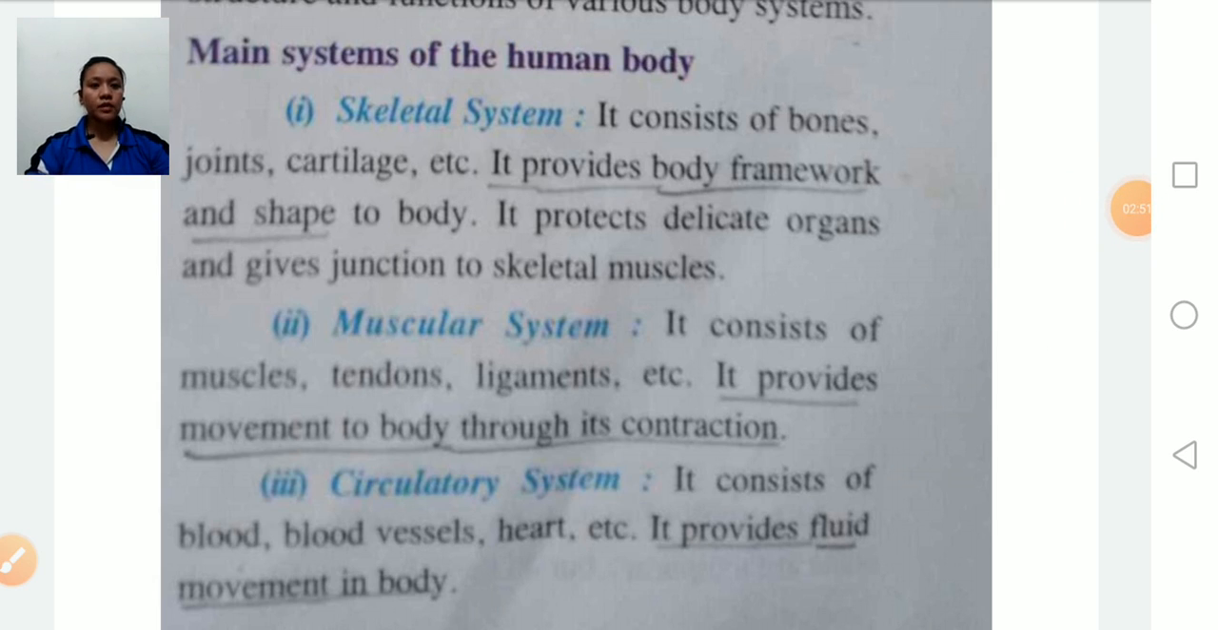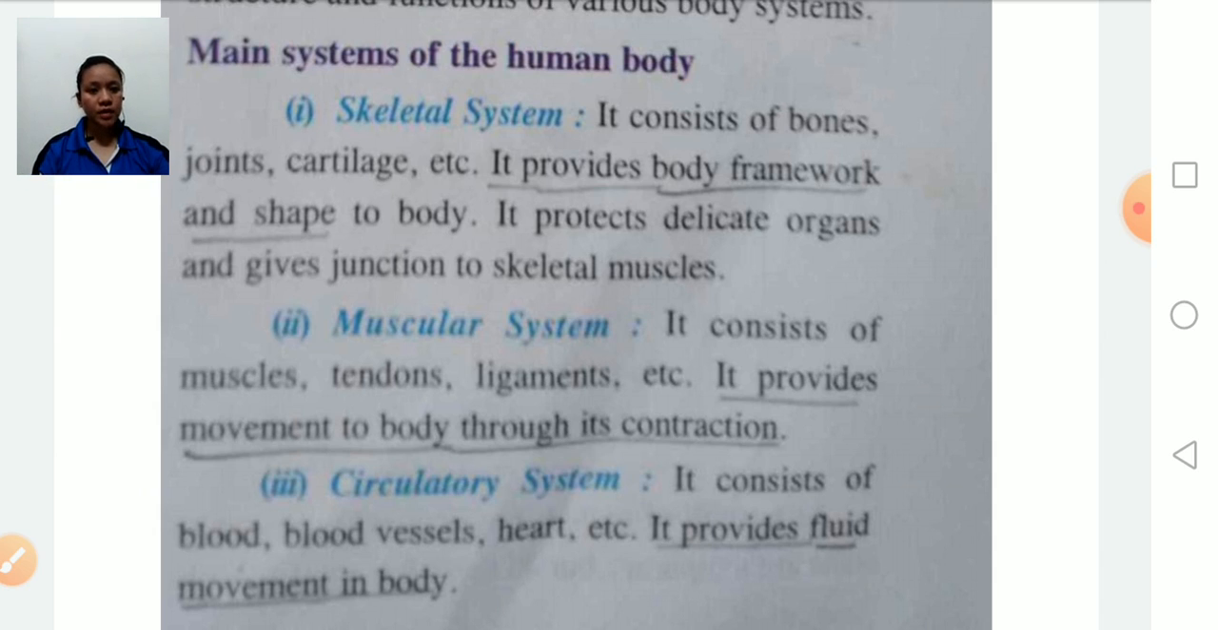Physiological systems of the human body. Skeletal system. The skeletal system consists of bones, joints, cartilage, etc. The skeletal system provides framework and shape to the body. It protects the delicate organs like kidneys, liver, etc., and gives junction to the skeletal muscles. Means it provides a structure to the body, and also protects the delicate organs.